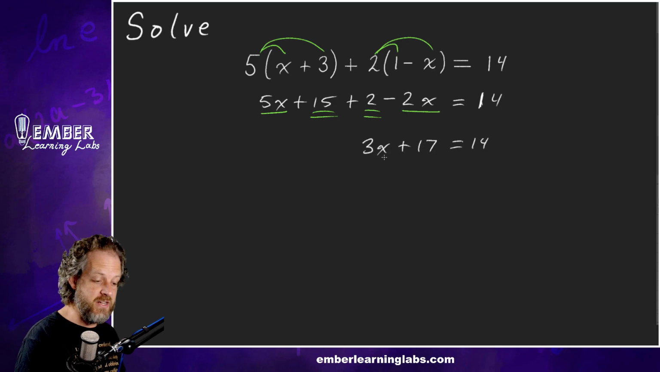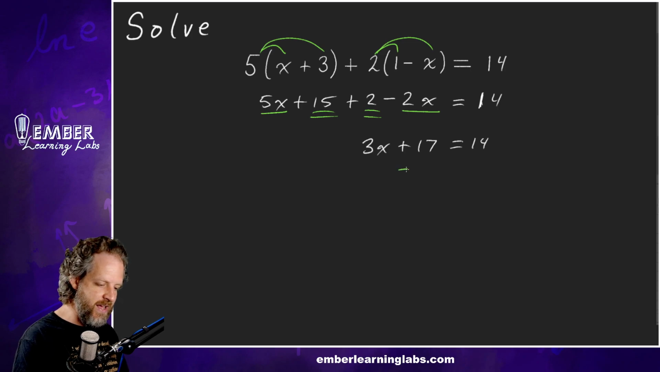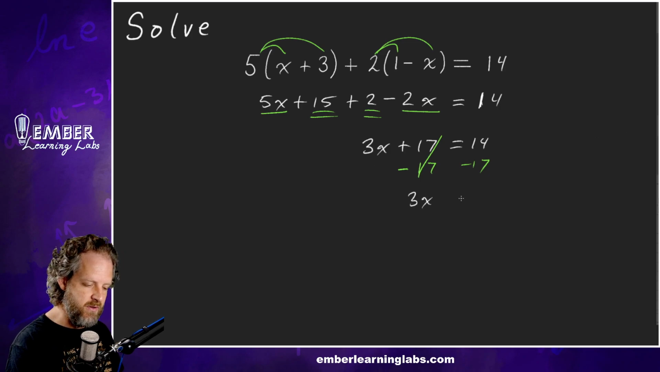So how is this 17 attached to the x? It's added, so we're going to do the inverse to get rid of it. The inverse of adding is subtracting. Minus 17, minus 17. That cancels, leaving us on the left side with 3x equals 14 plus negative 17, which is negative 3.